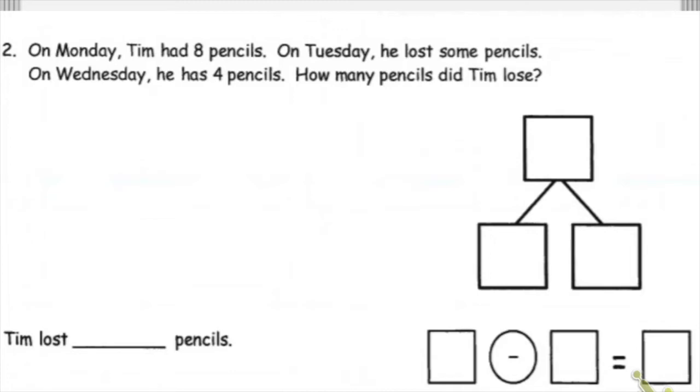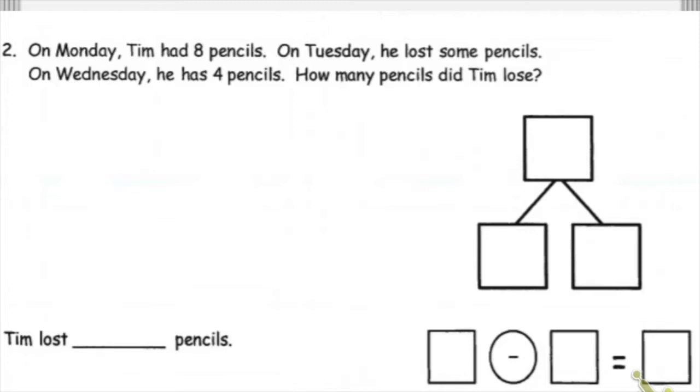So it says, on Monday, Tim had 8 pencils. On Tuesday, he lost some pencils. On Wednesday, he has 4 pencils. How many pencils did Tim lose? Now, let's look at this and let's just chunk it. Remember, chunking it just means to read a sentence or a piece of a sentence and see if there's something we can draw from it. If there is, we can draw something. If not, we have to just keep on going.